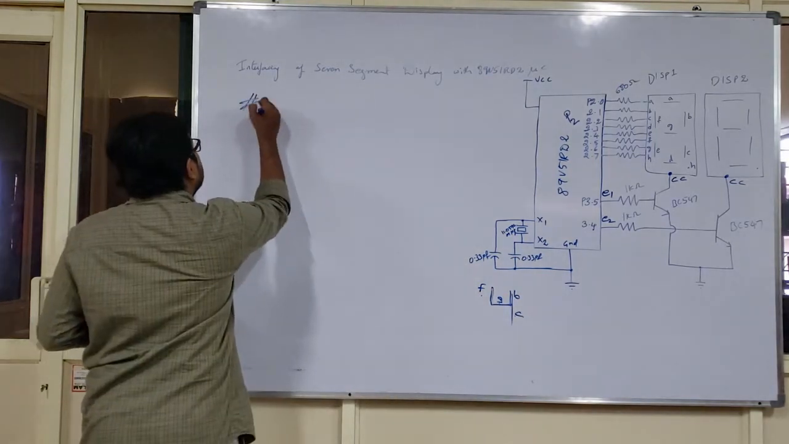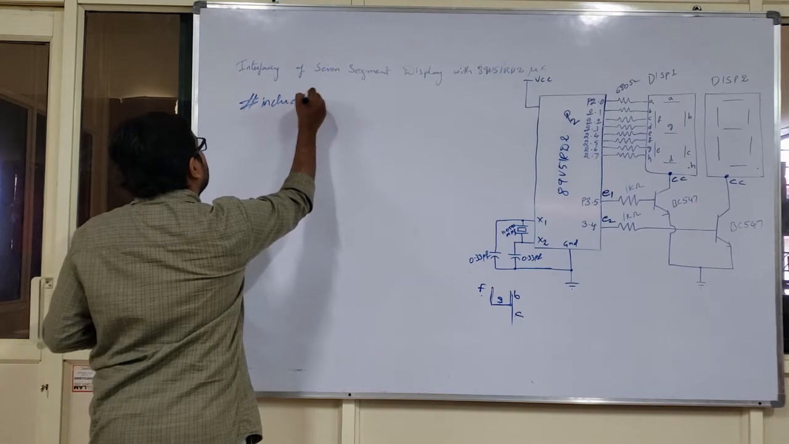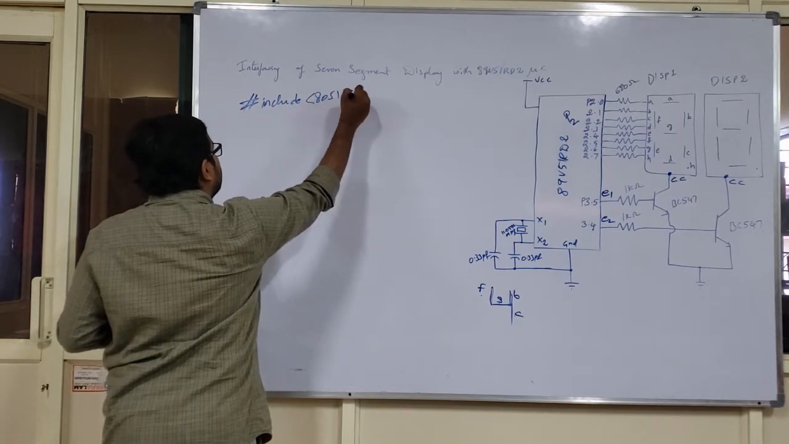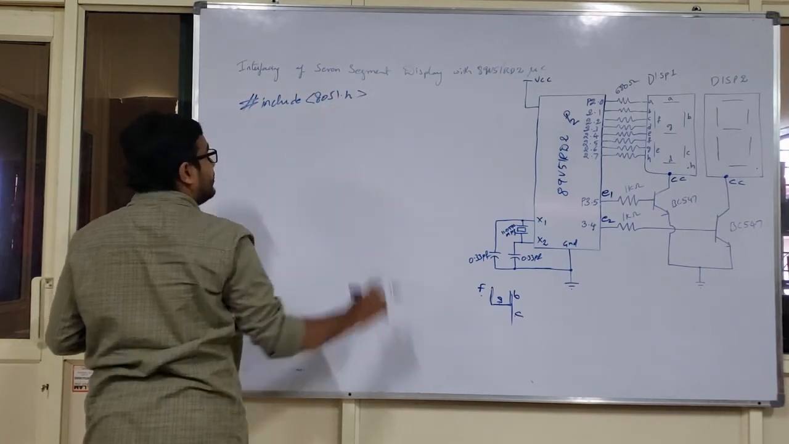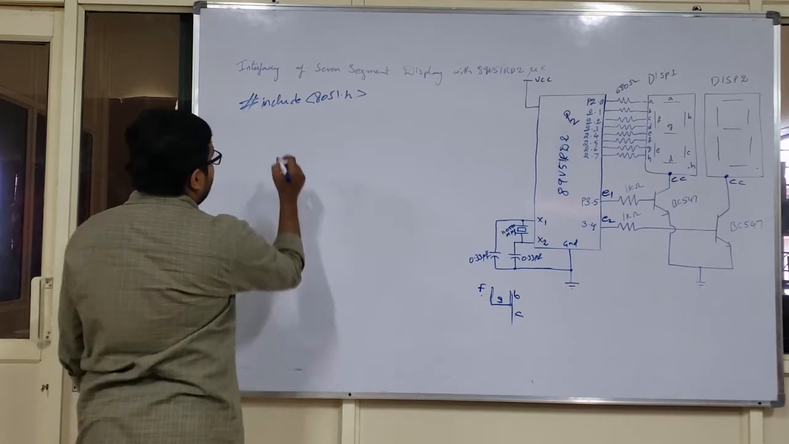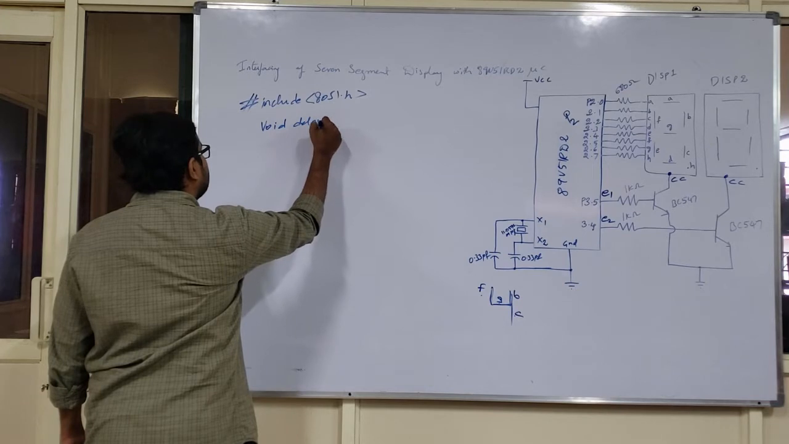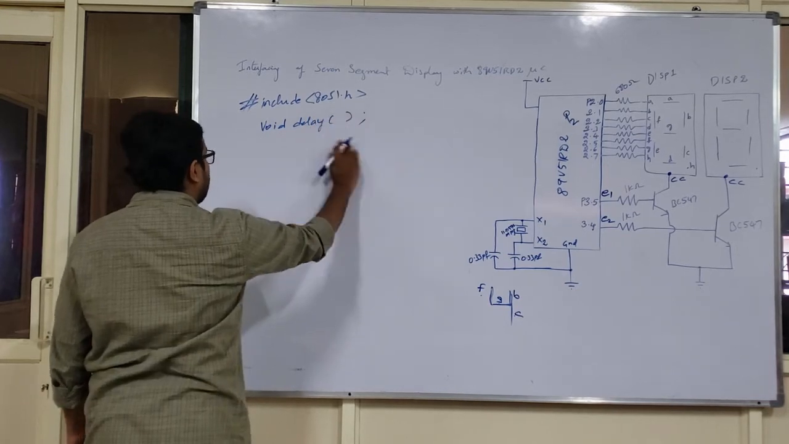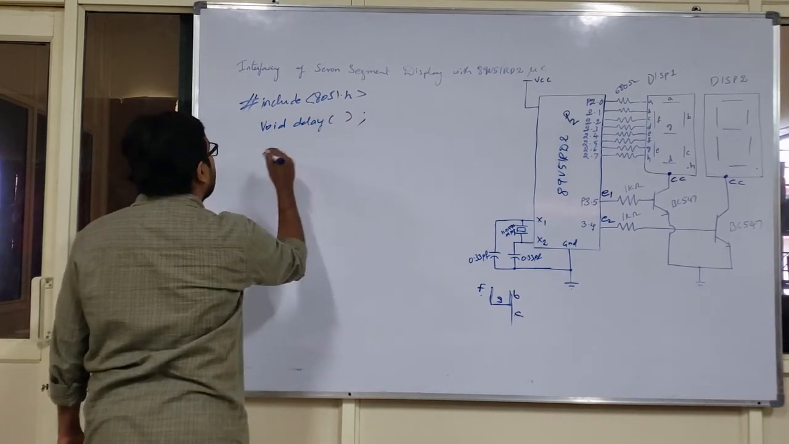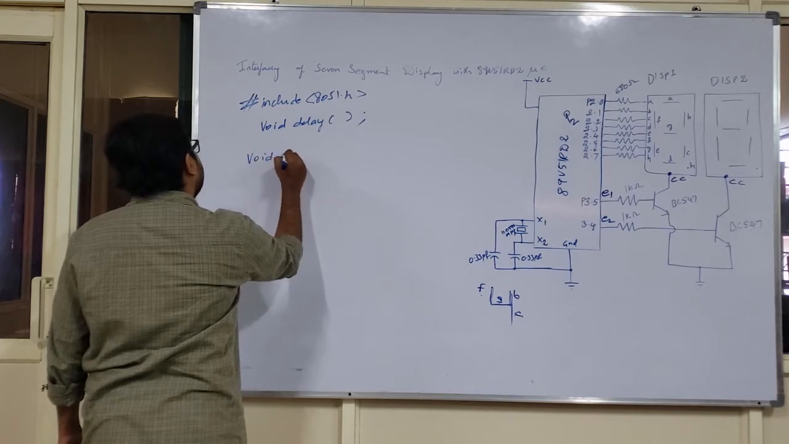So the first instruction will be #include <8051.h>. Next, I am taking the normal programming technique, which means I am definitely going to use a function called delay inside my program. That is why a prototype declaration is essential. After that, void main.